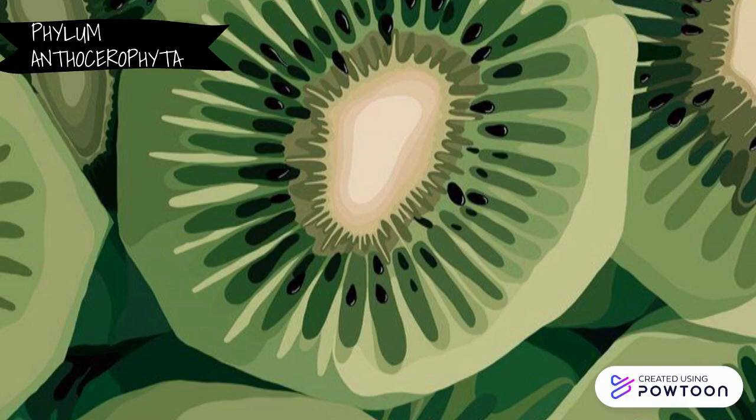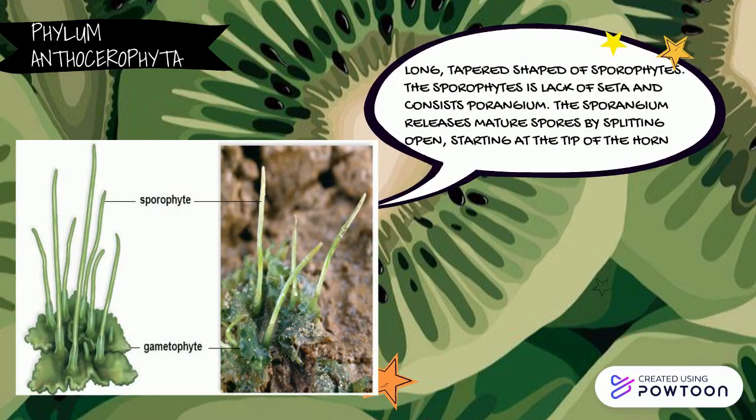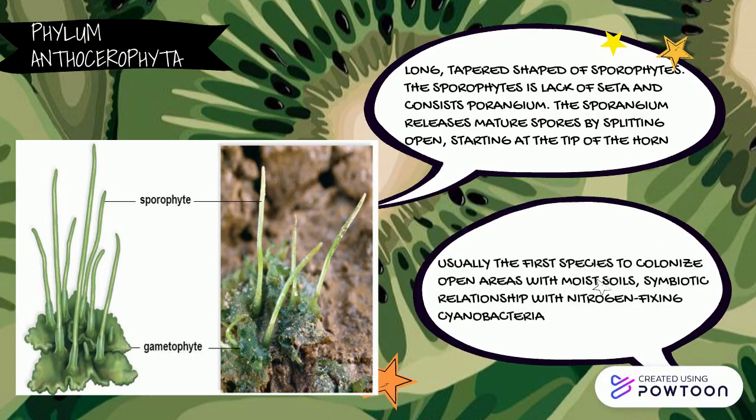And the last but not least, we have our phylum Anthocerophyta. Phylum Anthocerophyta refers to the long horn-shaped sporophyte. The sporophyte lacks a seta and consists only of a sporangium. The sporangium releases mature spores by splitting open, starting at the tip of the horn. Usually, it is the first species to colonize open areas with moist soil, and it has a symbiotic relationship with nitrogen-fixing cyanobacteria.